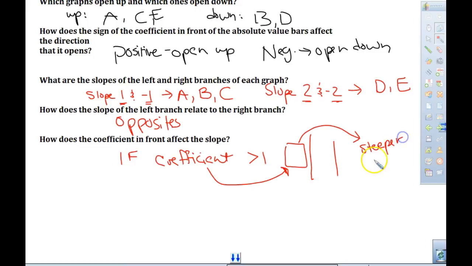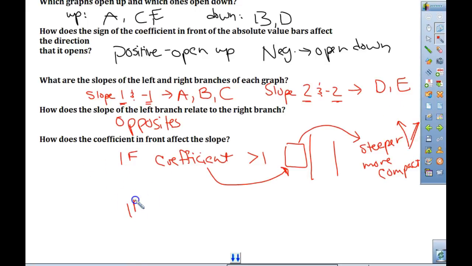And I think yesterday the word they used is more compact. Instead of it being 1, it's going to go up 2 and over 1, or up 5. It makes it much more compact.